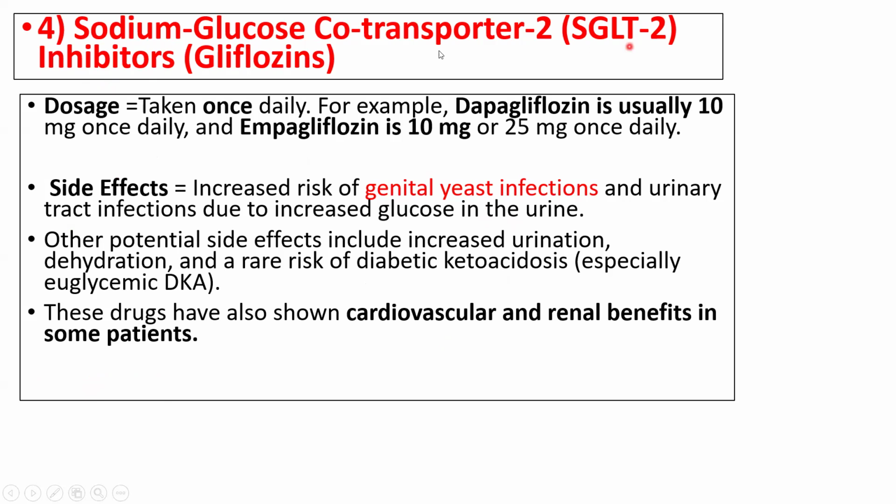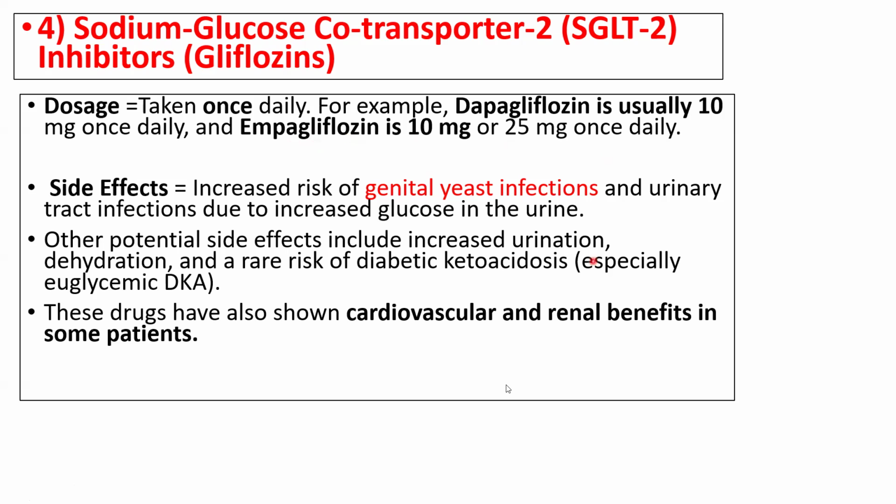Now, SGLT2 inhibitors are taken once daily. For example, dapagliflozin is usually 10 milligram once a day, and empagliflozin is 10 milligram or 25 milligram once daily. If you make the table, then only you will remember. Slides are not very much, slides are for explanation for Dr. Deshpande, but the students must immediately prepare the table, and please make a photo and upload it in the comments, or you can send me on WhatsApp.